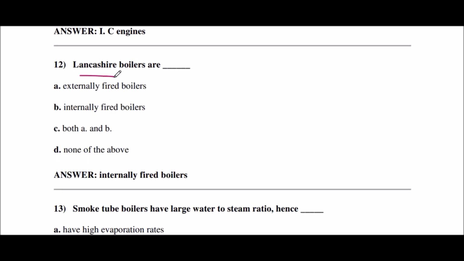Next question. Lancashire boilers are option A externally fired boilers, option B internally fired boilers, option C both A and B, option D none of the above.